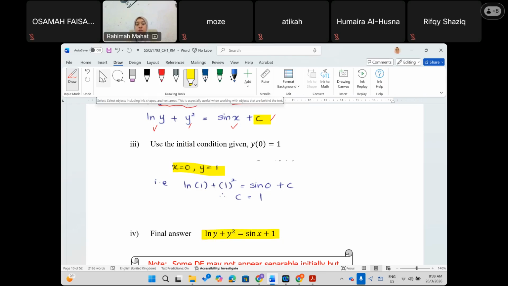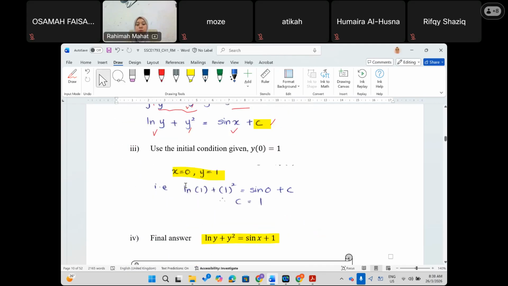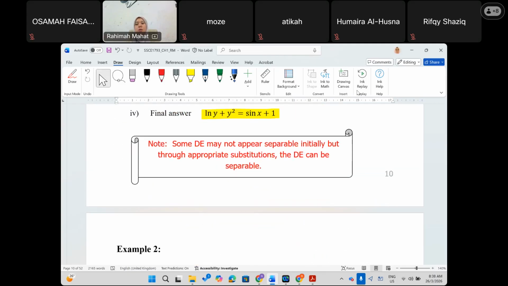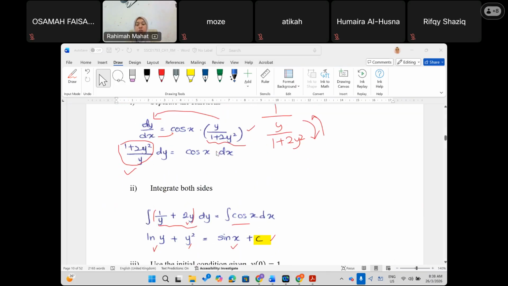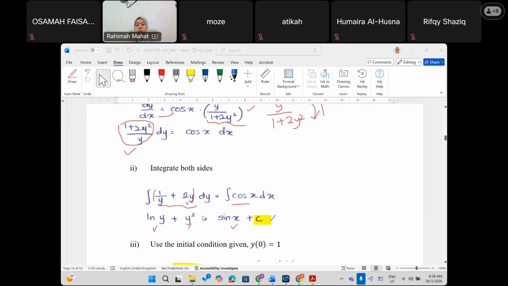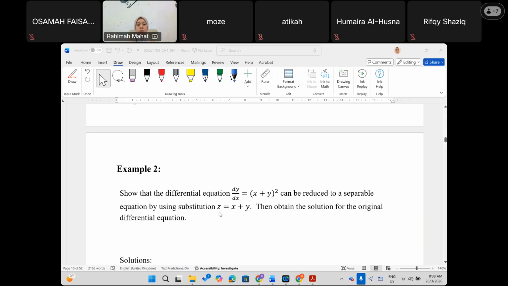That is the example for the IVP. However, some DE may not appear separable initially, but through appropriate substitution, the DE can be separable. Okay, this is the example too. Are you copying the next given, or can I just move to the next slide? Okay, I just go to the next example.